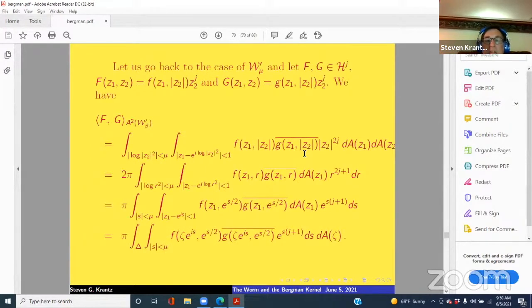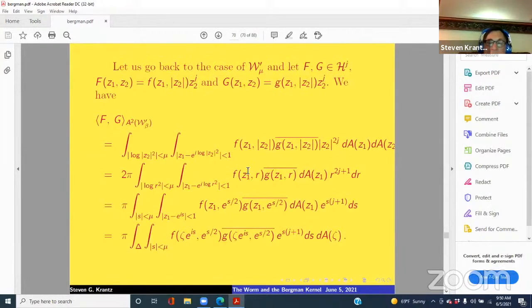Let us go back to the case of W mu prime or W beta prime, and let F and G be analytic functions. Capital F can be written as F of Z1 comma mod Z2 times Z2 to the J. Of course, we've seen that before. And G of Z1, Z2 is written similarly. And then we calculate the inner product of F and G in the Bergman space. And you can see the calculation here.